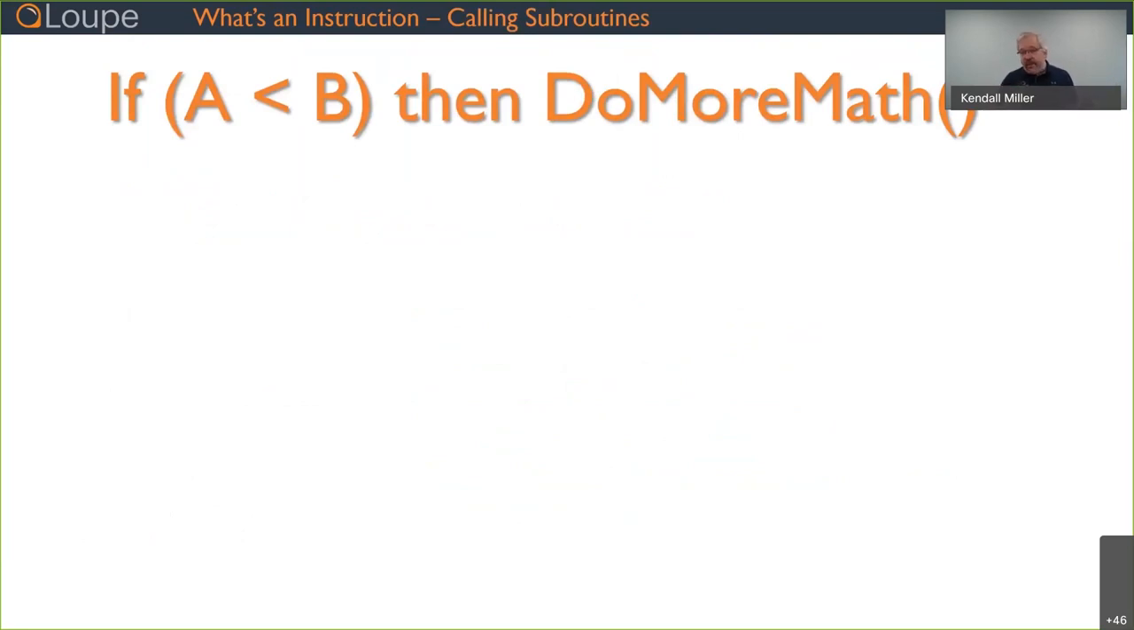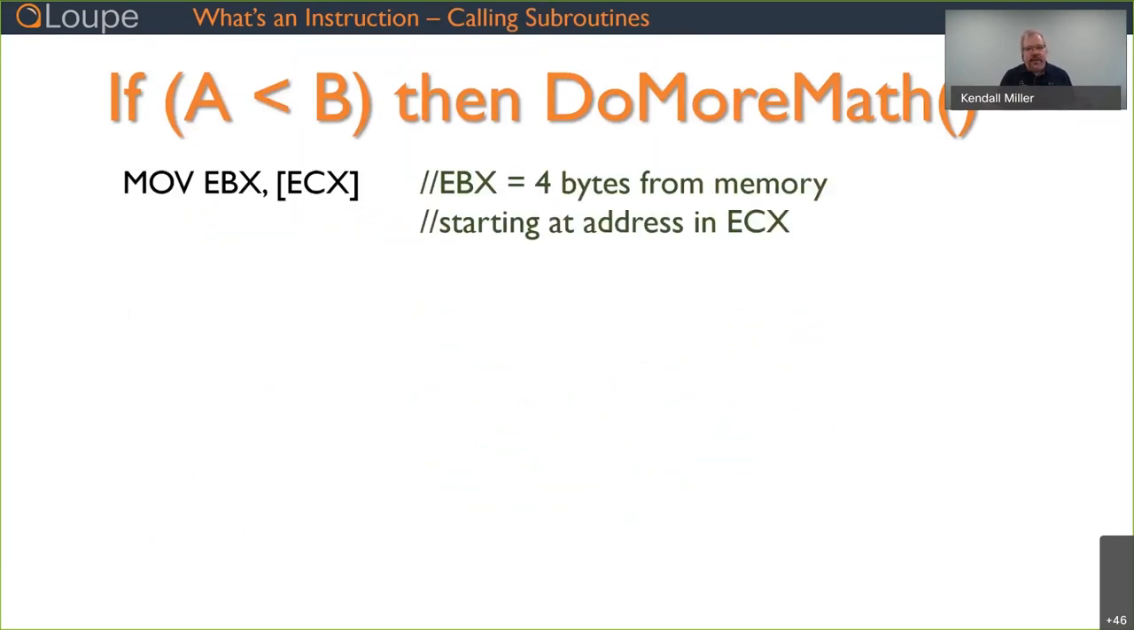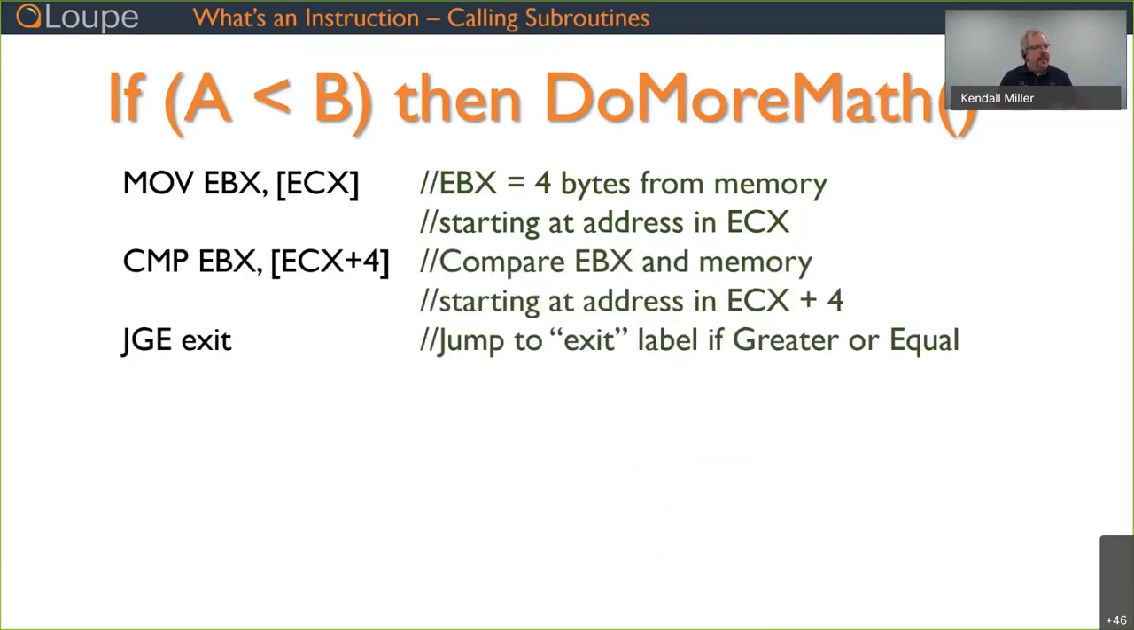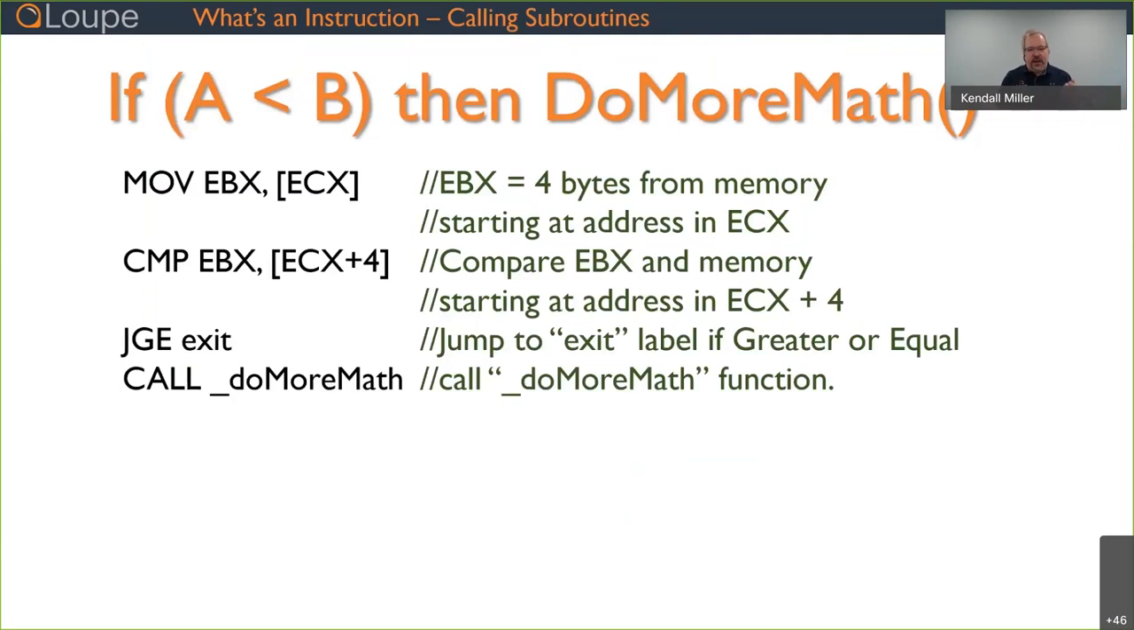And I'm American, so it's "do more math," not "mass." So first thing we do is we've got to go ahead and, again, pull one of those values into RAM, do our compare, jump JG exit. Now I have a syntax called call. That's how we basically say, at this point, I want you to transfer execution to a subroutine. Call do more math. And then there's our exit, whatever's next.